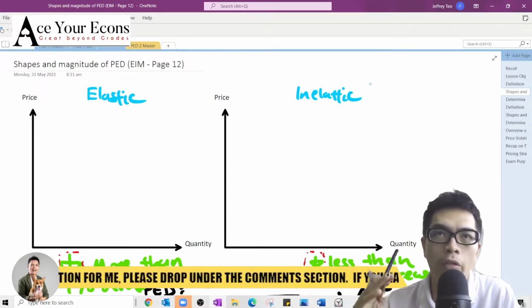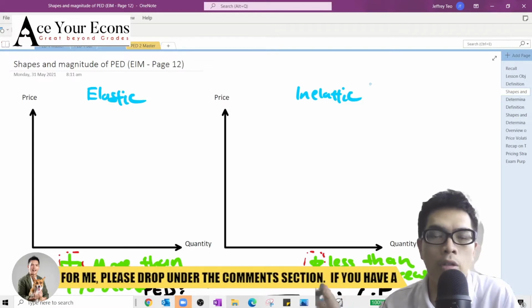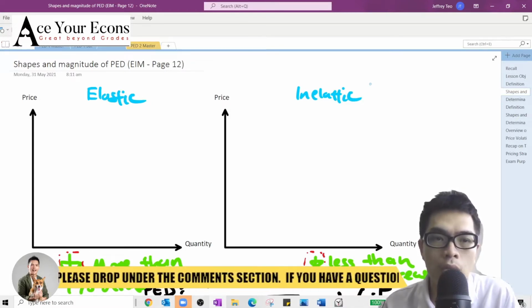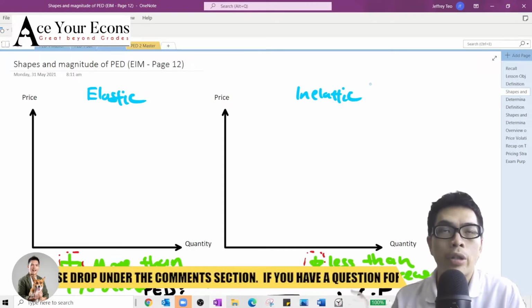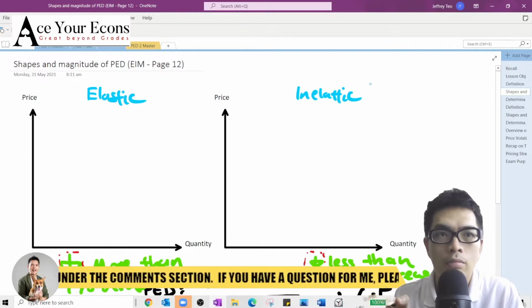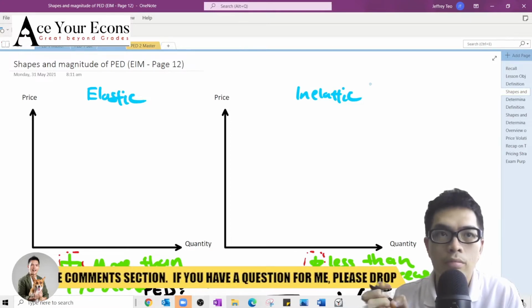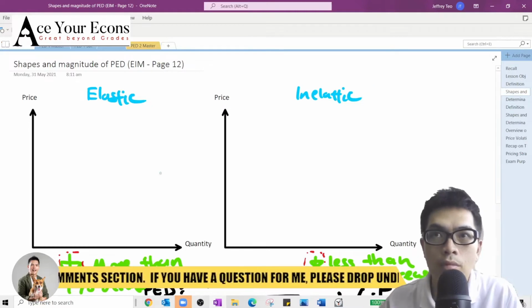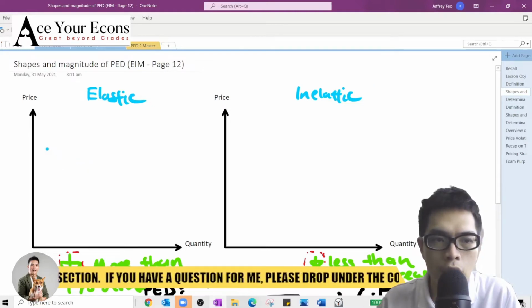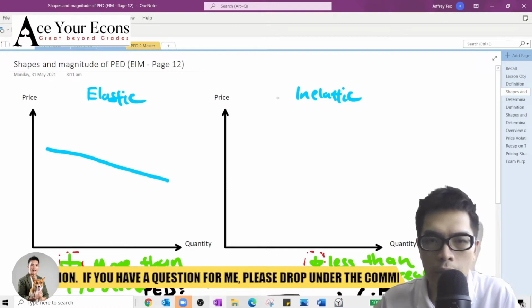So how does your demand curve slope, although it's downward sloping? One of them must be gentle and one of them must be steep. Which one is going to be gentle and which one is going to be steep? Is elastic going to be gentle or steep? So it has to be gentle and steep.